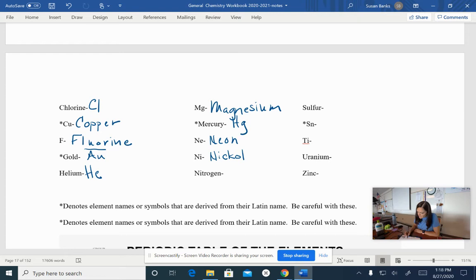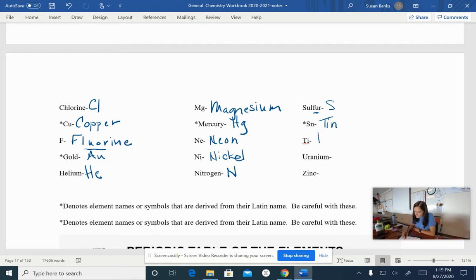I don't think I spelled that right. Nitrogen is N. Nickel, it's an E, right? And then sulfur, notice it has a UR, is a capital S. Sn, this is also Latin. So Sn is stannum, and we call it tin in English. So tin or stannum, Sn.